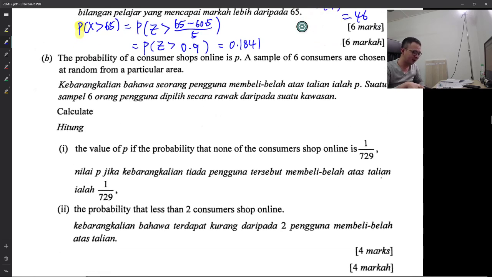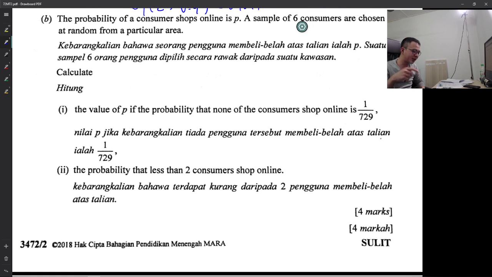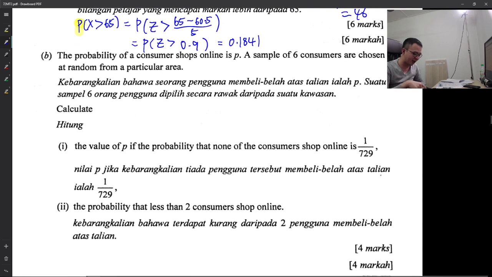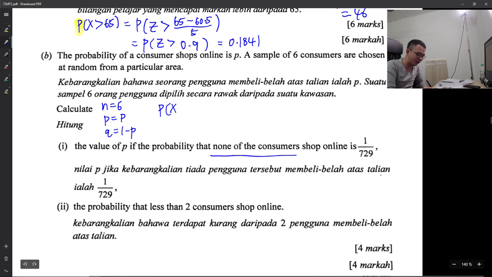So let's move on to part B here. The probability of the consumer shopping online is P. A sample of six consumers are chosen at random from a particular area, and they want to calculate the value of P if the probability that none of the consumers shop online is 1/729. So in this case, we know n equals 6 because the sample is only 6, and the P value is P, and the Q value is 1 minus P because we don't have any P value. Because none of the customers shop online, that means they want to find when x equals 0.